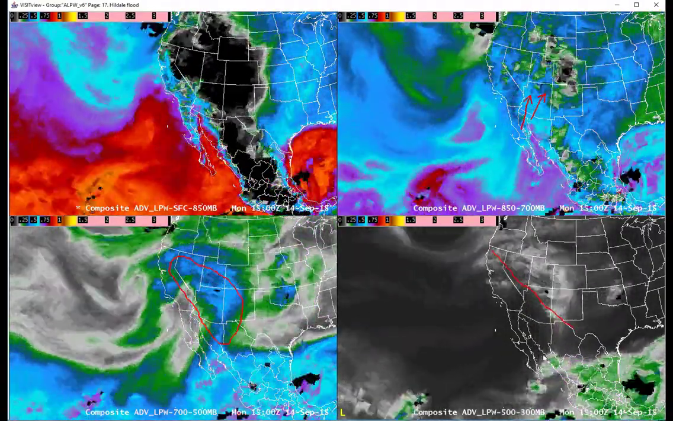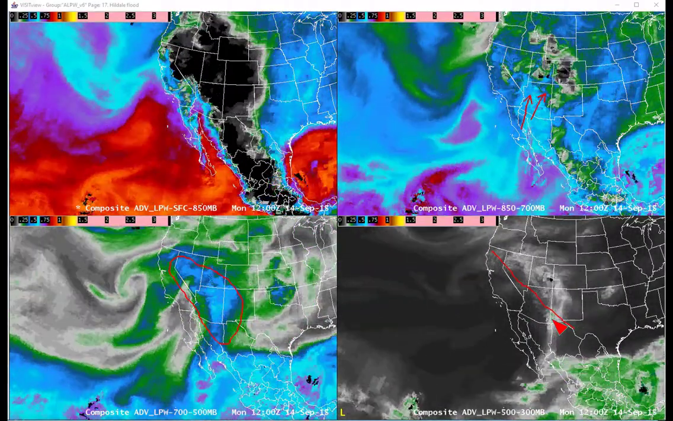And again, you can see it was very deep. You can easily see it in the 500 to 300 millibar layer as well.